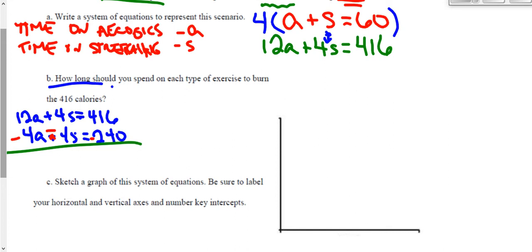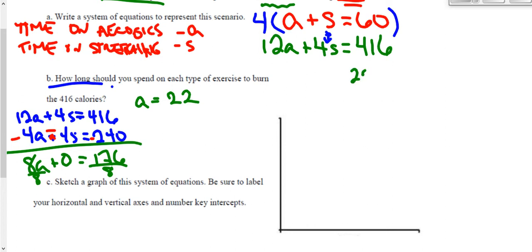12A minus 4A gives me 8A's and no more S's. And 416 minus 240 is 176. So 8A equals 176. I can divide both sides by 8 to tell me that A equals the number 22. So I know that I'm spending 22 minutes on aerobics.